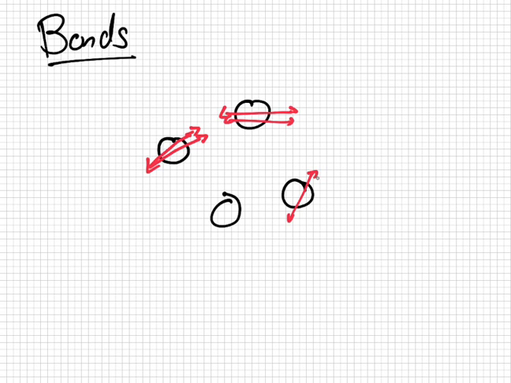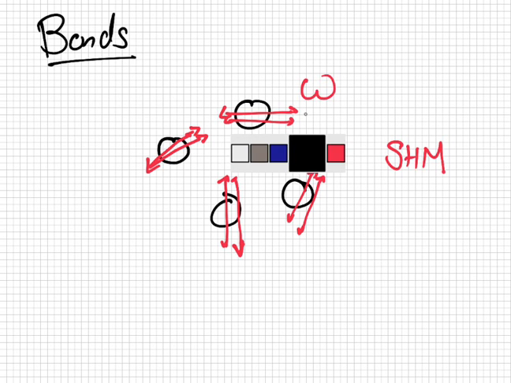So these are vibrating back and forth. And in fact, the type of motion is simple harmonic motion. So let's imagine that each of these are vibrating with omega. What is omega? What's the unit? Radians per second. So the bigger the omega, the faster it's vibrating. Is that okay? Okay.